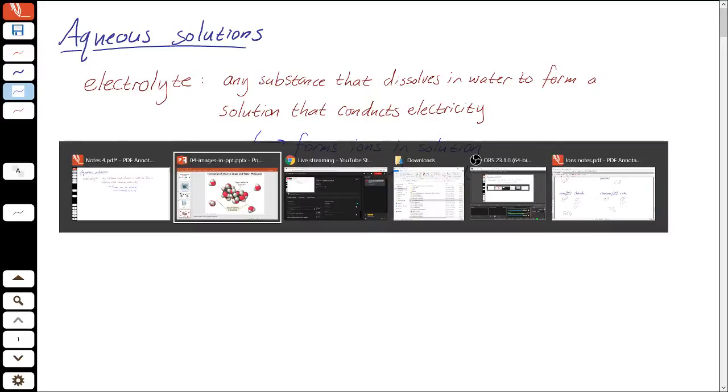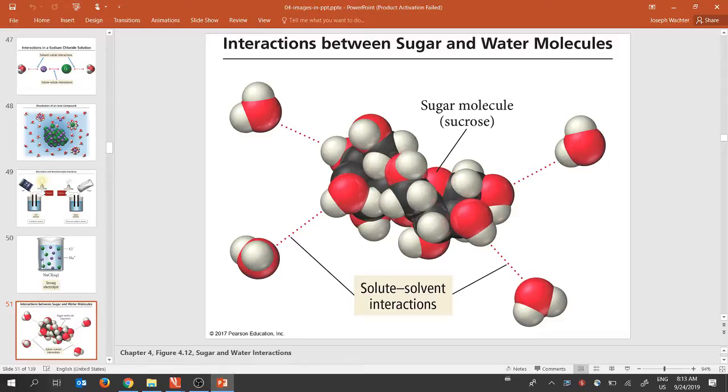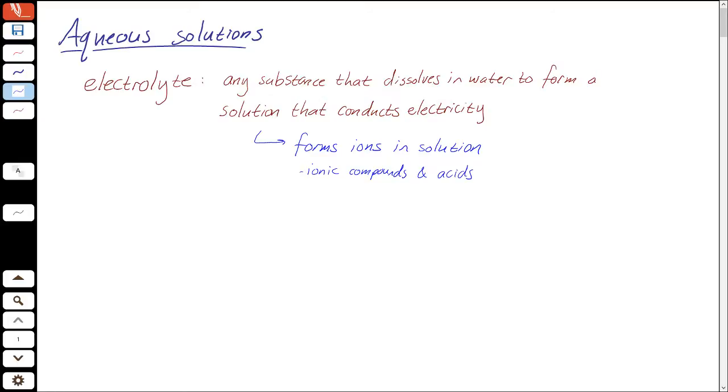Something like sucrose, sugar, is not an electrolyte because it does not produce ions in solution. It dissolves, it's in solution, but it does not conduct electricity because it's not charged. So no charged particles there, not an electrolyte. So a sugar solution would be a non-electrolyte solution.